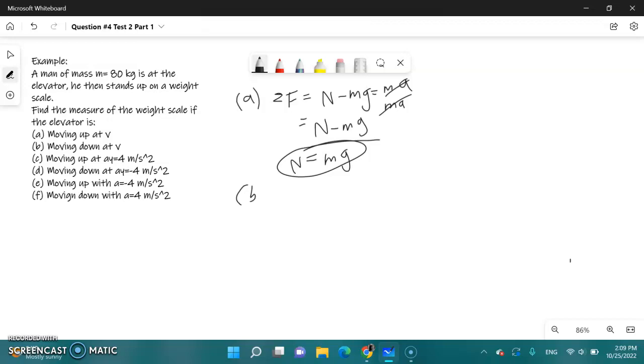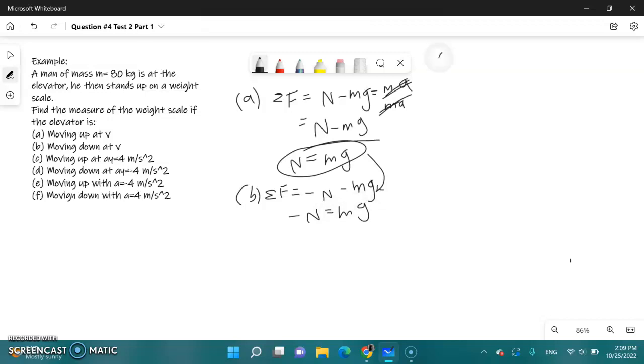So for part B, if the elevator is moving down at a constant velocity, once again, we already know that ma is going to cancel out to being 0 since the acceleration is 0. So if we do the sum of forces again, we have a negative N this time, minus mg. And we end up with the same problem, but since the elevator is going downwards, it's negative N equals mg.